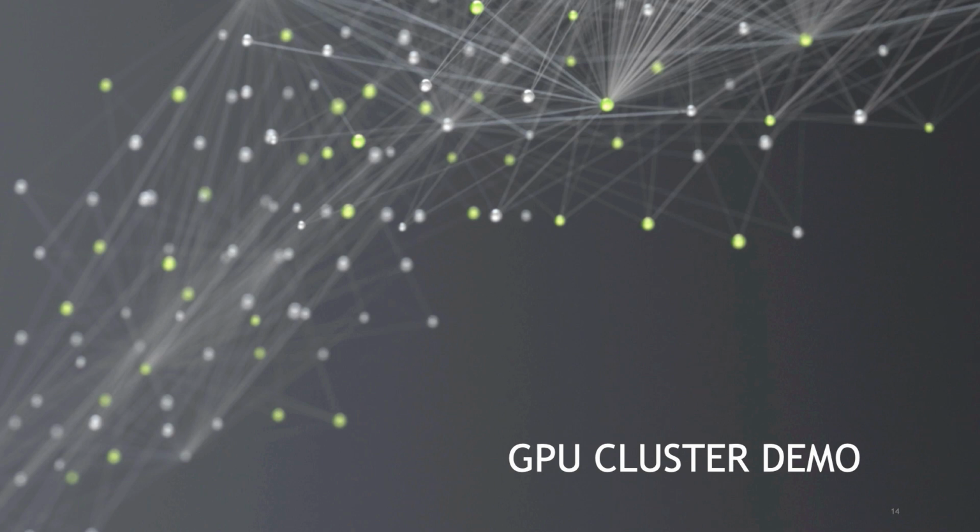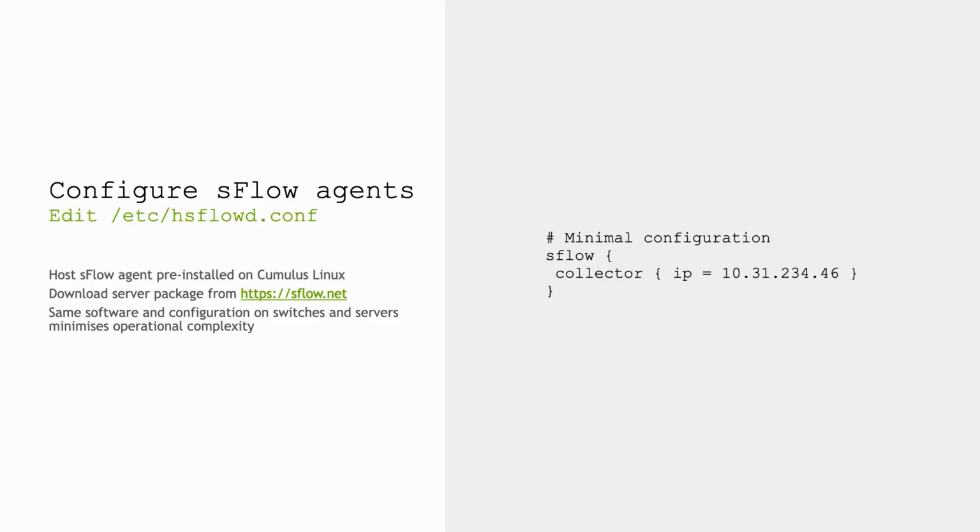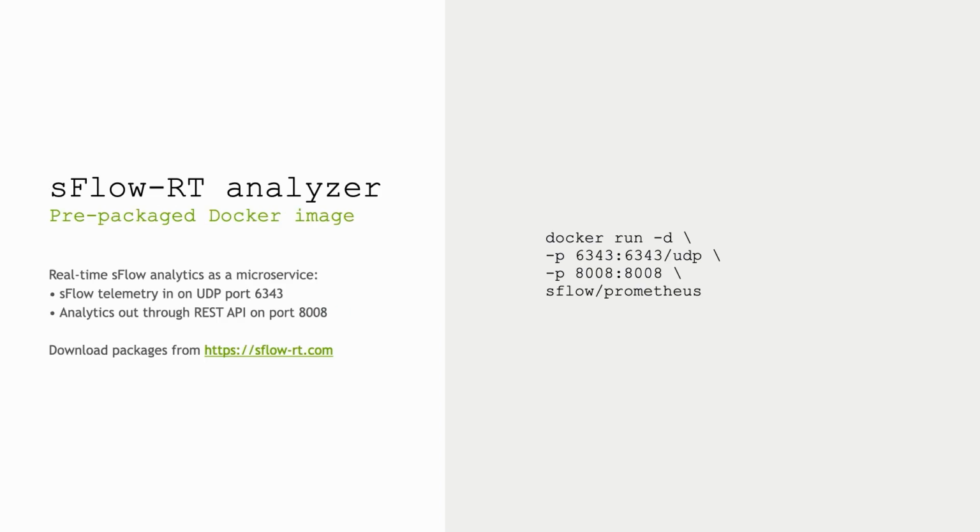And now for the demo. We'll be looking at real-time data from the GPU cluster. The host sFlow agent comes pre-installed on Cumulus Linux and has been installed on the servers. The configuration file installed on the switches and servers directs each agent to stream sFlow telemetry to the collector. The sFlow-RT real-time analytics software is available as a pre-built Docker image. Installing and running the software on the collector host is a simple one-line command. The web interface is now accessible on port 8008.